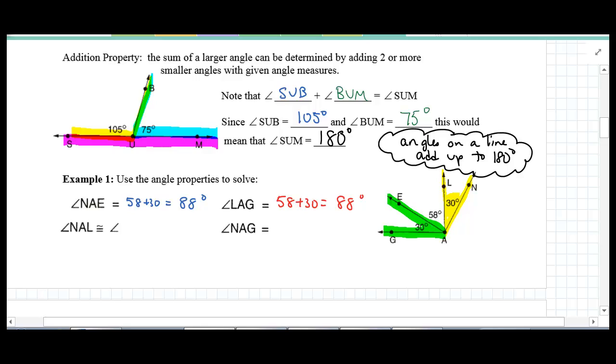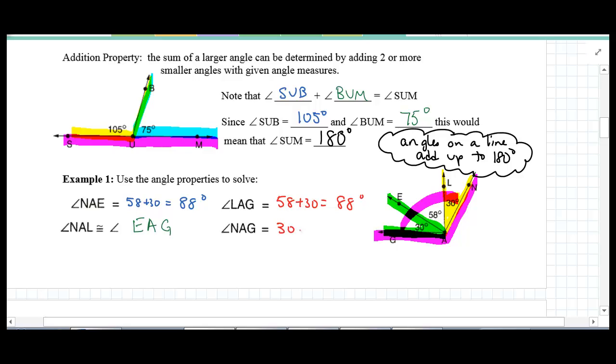If you said this one, write that down. Angle EAG, and they are both congruent since both of them are equal to 30 degrees. And here, the last one says angle NAG. What would that be? That would be this entire one here, which means all of these are added together.